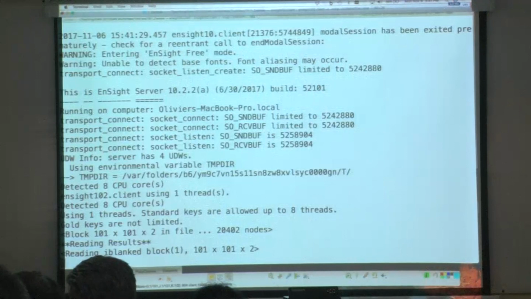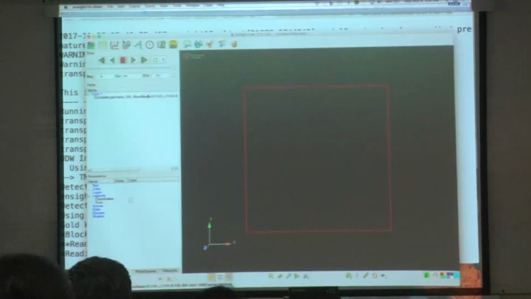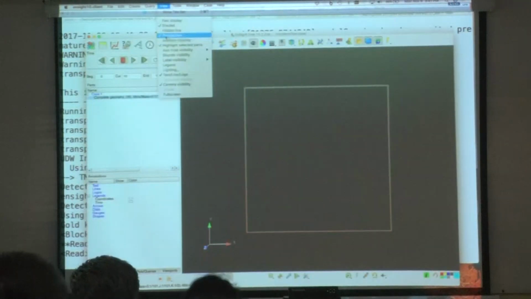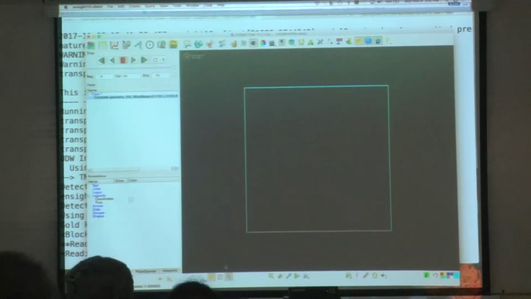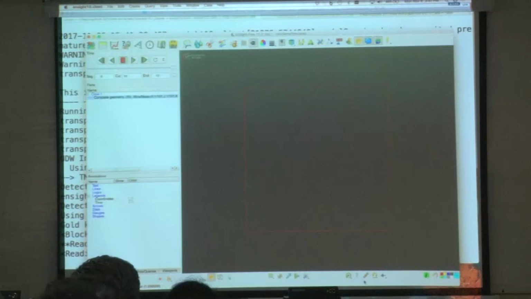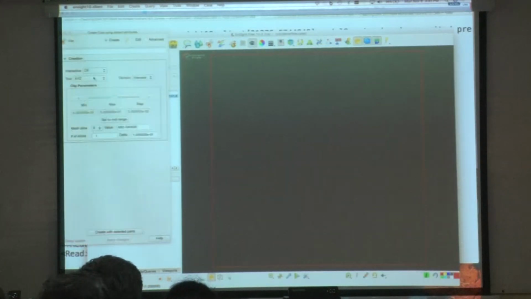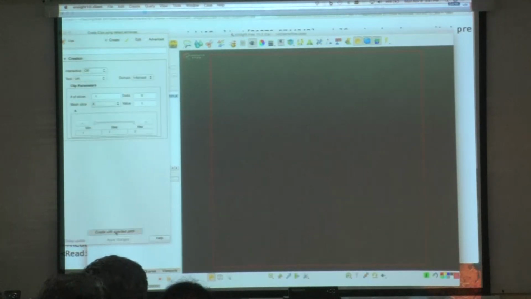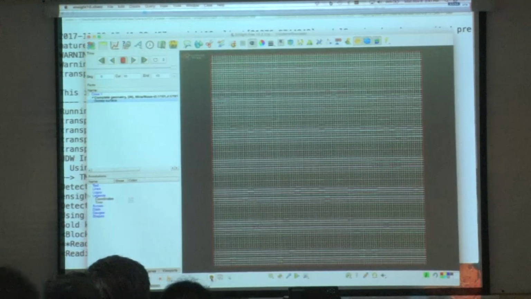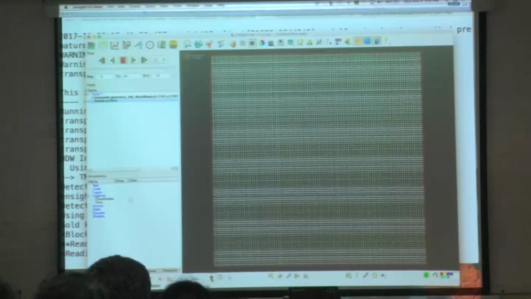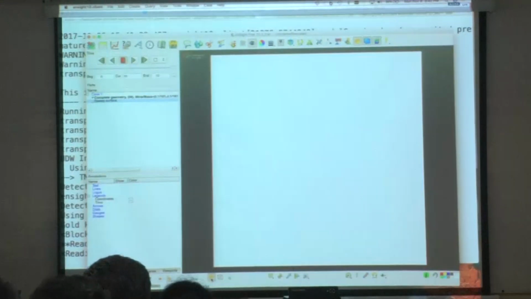So your domain should be a square-looking domain like this. I remove the perspective, I remove the highlighting. I'll create a cut through this at k equal to 1. I think our mesh is 100 by 100. That looks like that's what it is.